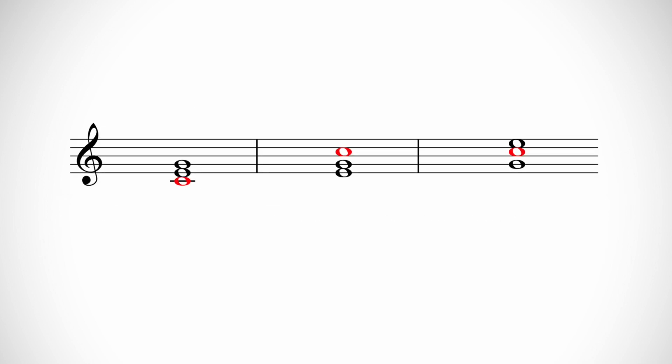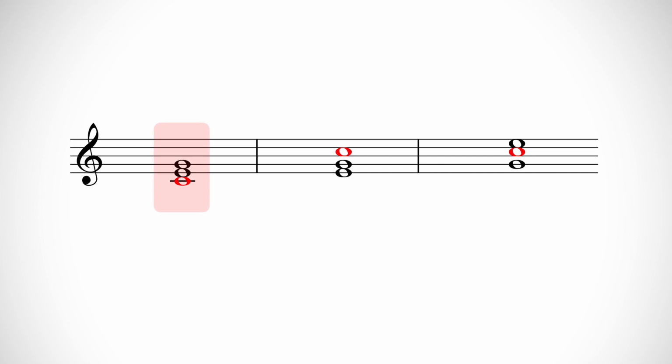Here's a little graphic showing the same root. Here's C, highlighted in red, but in different positions within C major triads. For three-note chords or triads, there are three possible positions, one for each possible bass note. The upper voices don't matter really. It's what's on the bottom that determines the inversion.